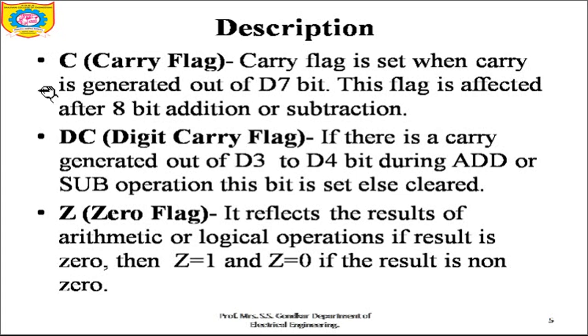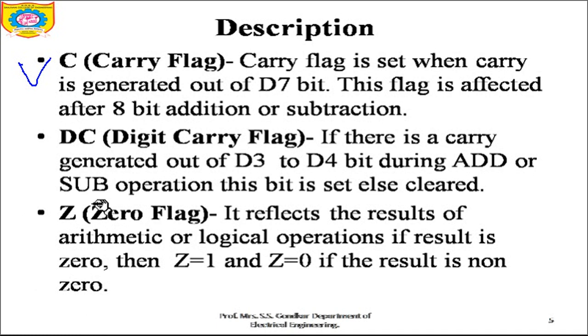So this carry flag is trying to tell us whether it reflects the result of an arithmetic operation generated by the microcontroller. The carry flag is set to 1 whenever there is a carry out of the D7th bit. Whenever after addition or subtraction you get a carry out of the D7th bit, at that time this flag will be set. We will see that by taking an example after completing the description of the remaining flags.